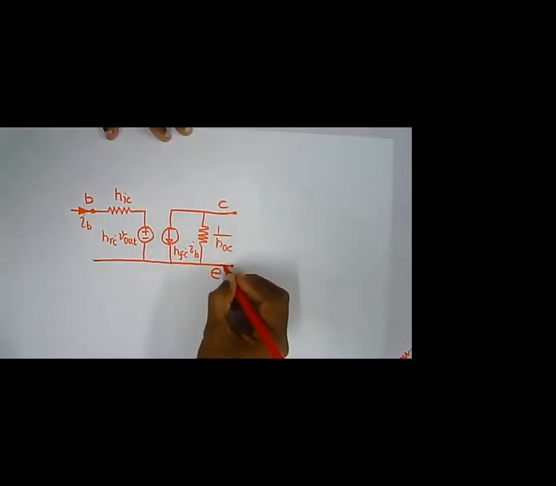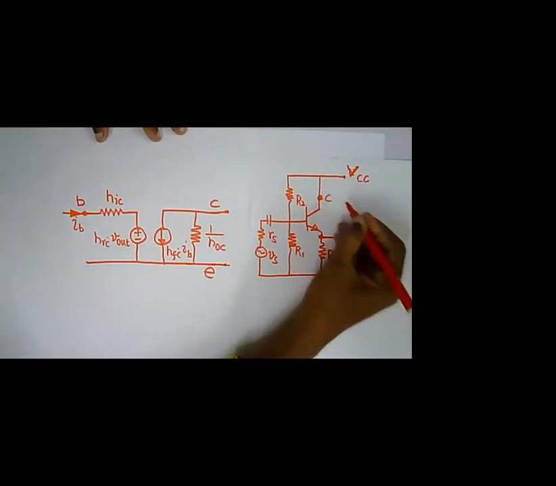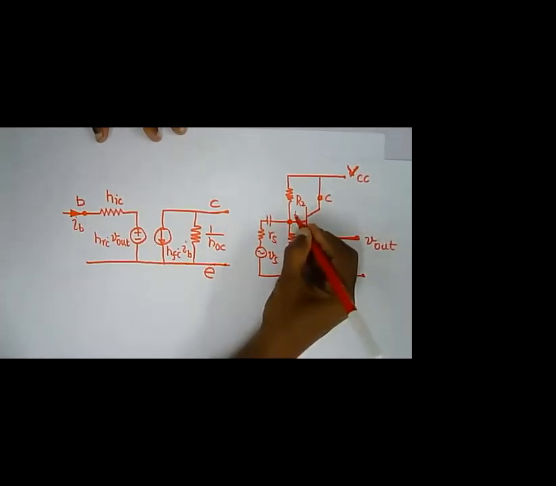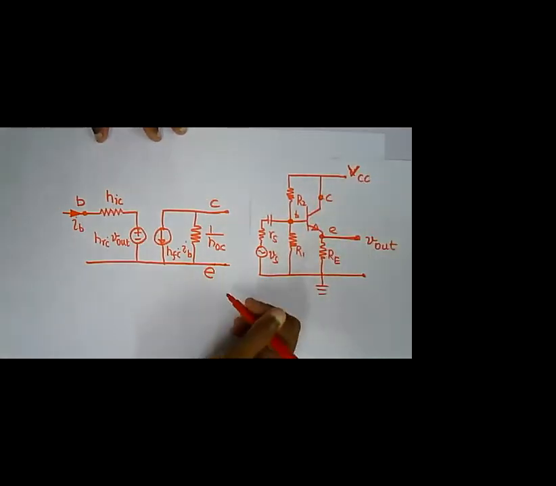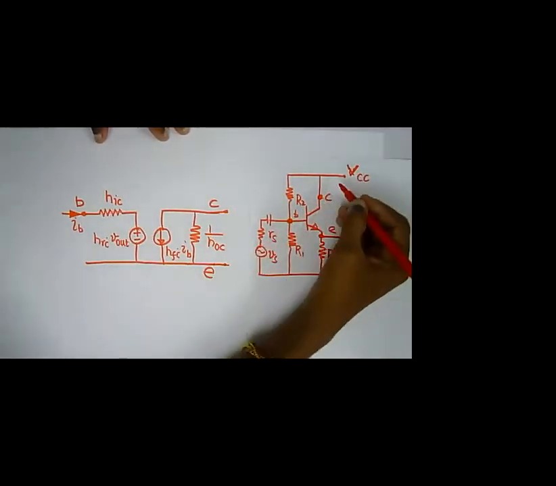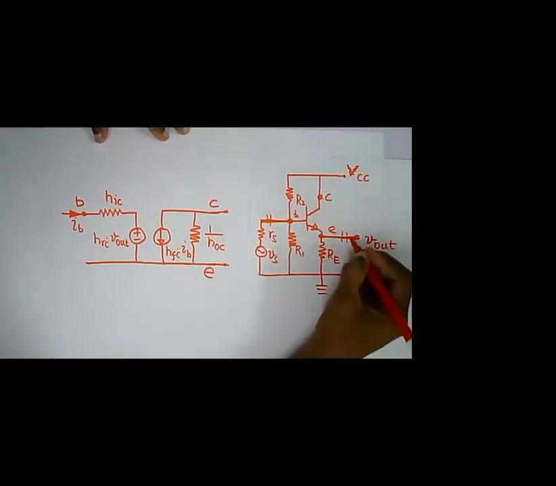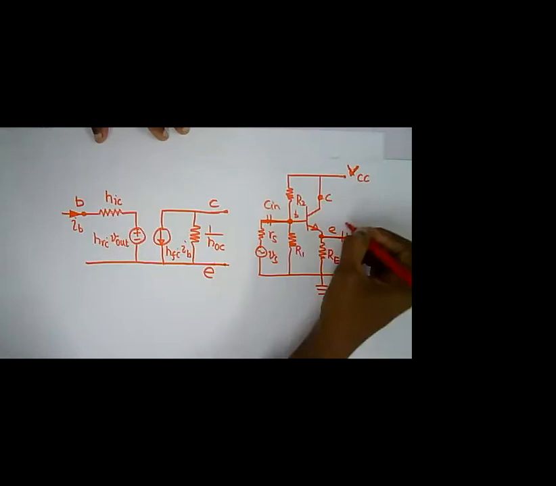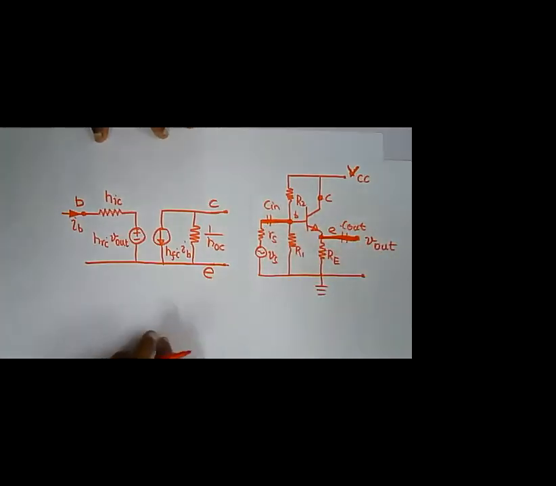right? So this is my collector, emitter, and now look at this circuit. So this is my collector, this is my base, and this is my emitter. Collector is directly connected to VCC. Am I right? So well, the first thing I have to do is I need to short circuit all the capacitors, right? I will have a C in and C out. I have to short circuit all the capacitors. This will be short circuited and C in will also be short circuited.